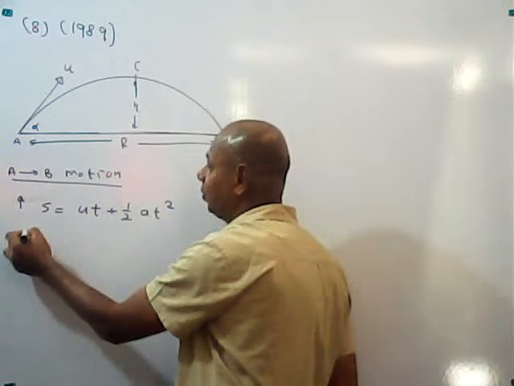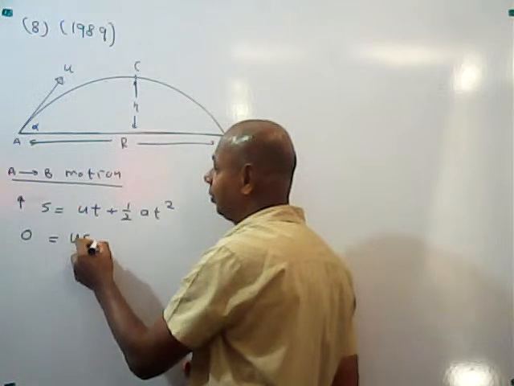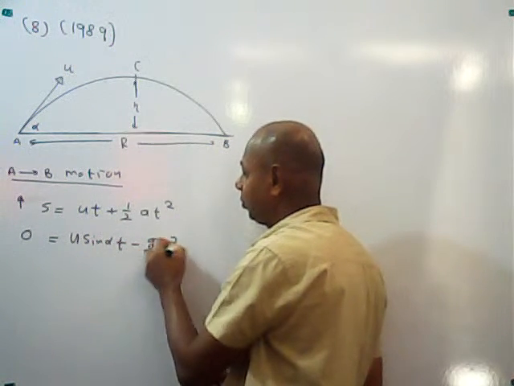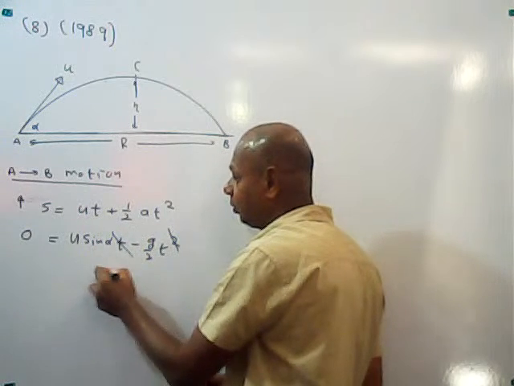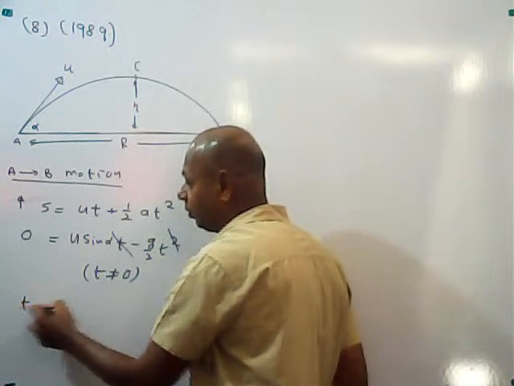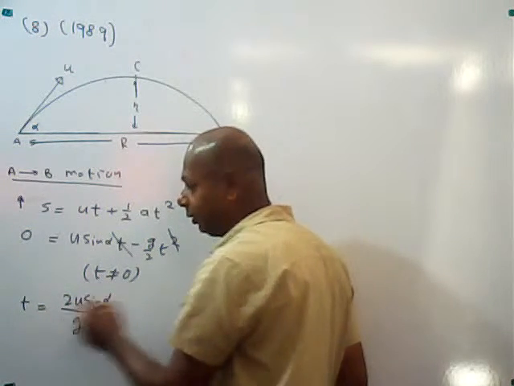S is 0. S equals u sin alpha t minus g over 2 t squared. T is not equal to 0, so you can cancel it. That gives t equals 2u sin alpha over g.